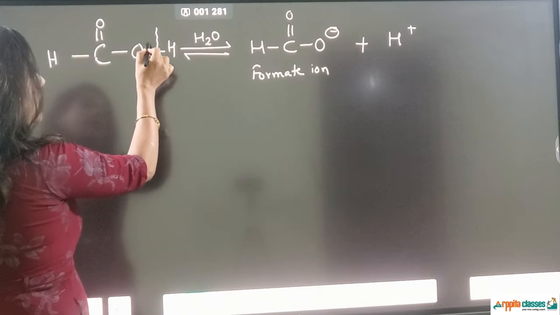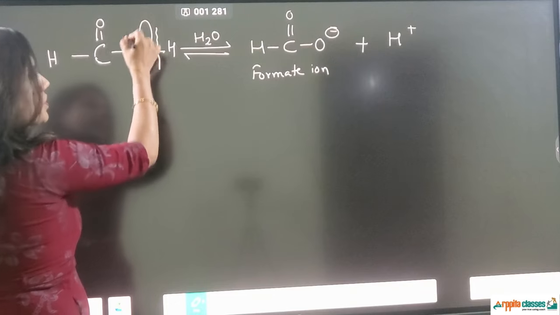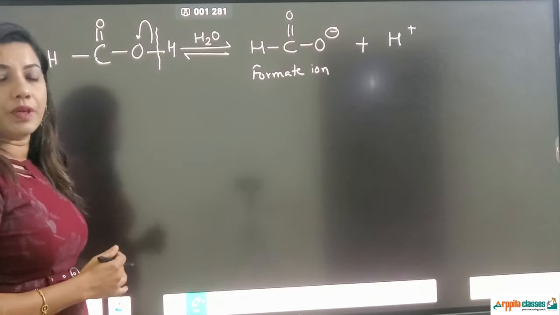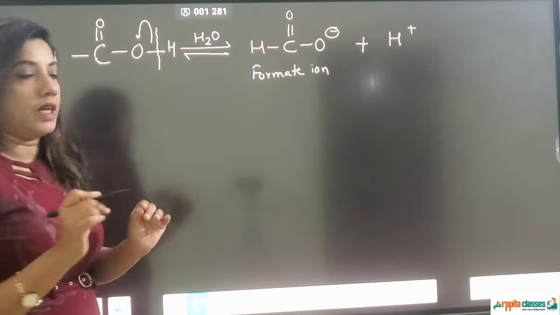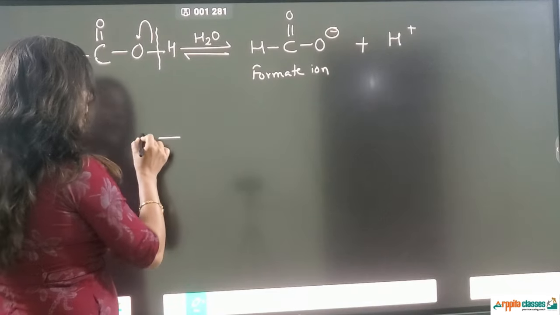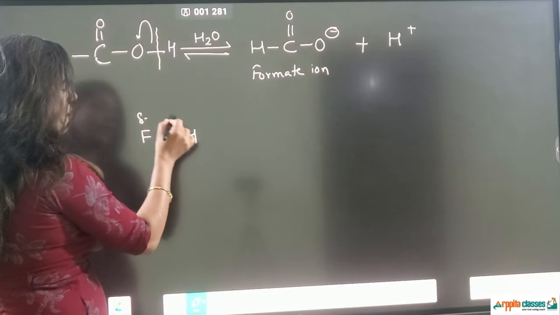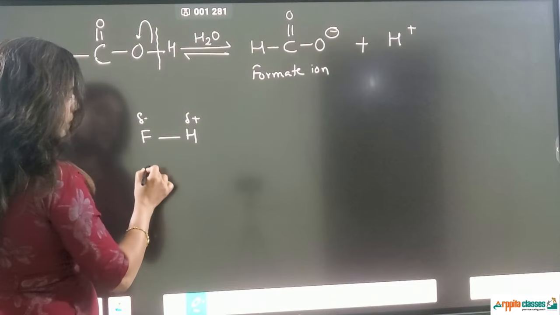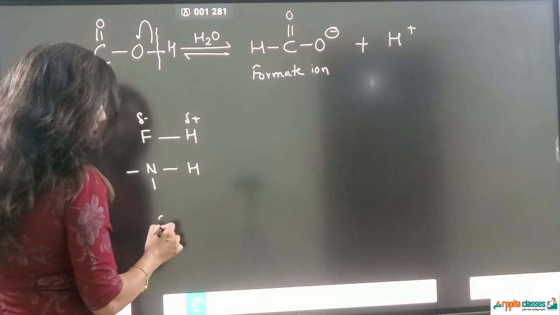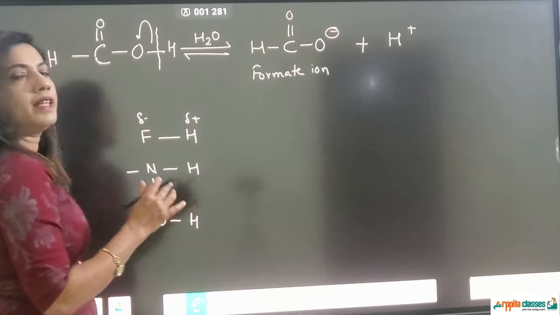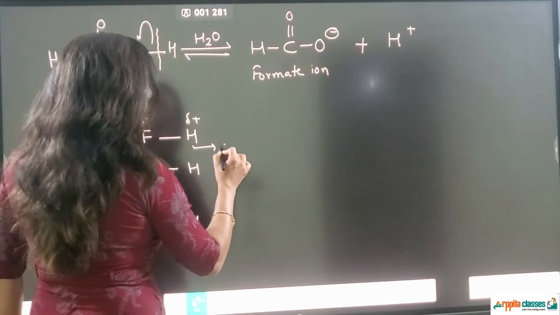So this will be pulling these electrons towards itself, making release of H plus ion. So that is the reason whenever any hydrogen is attached to an electronegative atom, suppose the hydrogen is attached to a nitrogen atom, or the hydrogen is attached to an oxygen atom, or to any electronegative atom, this hydrogen becomes acidic in nature.